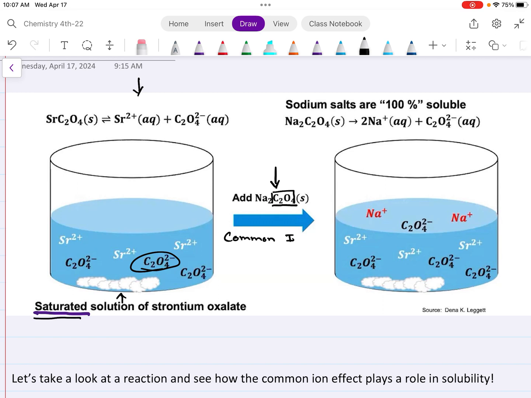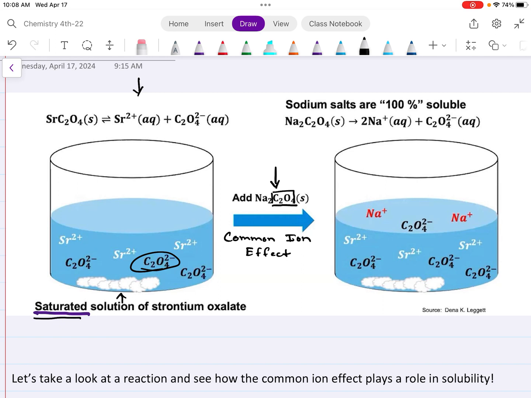Now, when you add another source of an ion that's already in solution, that actually has an effect of changing the solubility of the solution. Because it changes the solubility, we call this the common ion effect. So let's take a look at the vat on the right. We've added the source of sodium oxalate to the solution.